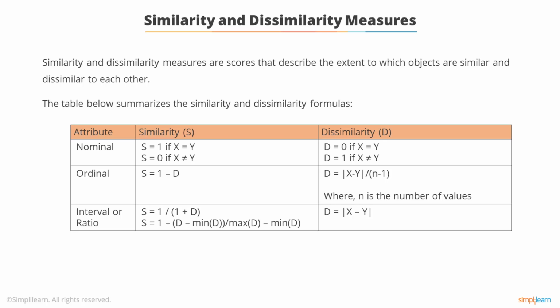Alternatively, on a nominal scale, dissimilarity equals 0 if x is equal to y, and dissimilarity equals 1 if x is not equal to y. Now, on an ordinal scale, the dissimilarity is equal to the absolute value of x minus y divided by n minus 1, where n is the number of values. And d is equal to the absolute value of x minus y on interval or ratio scales.